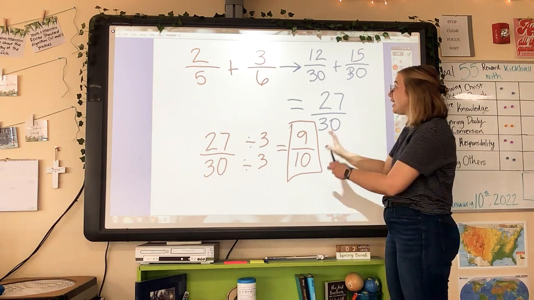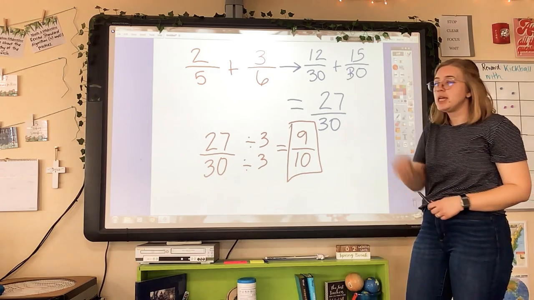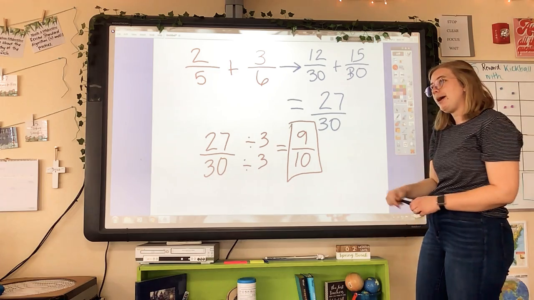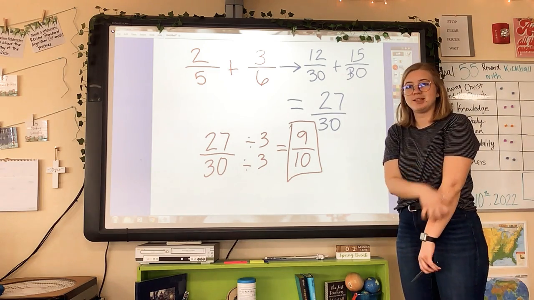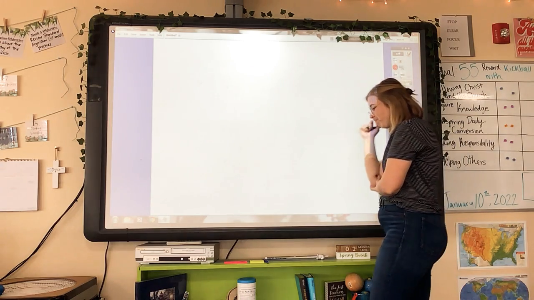So my final answer for this original addition sentence is 9/10, okay? So I'm going to show you one more example of simplifying, and then we're going to talk about changing an improper fraction into a mixed number, and that'll be it. Going on to the next one.